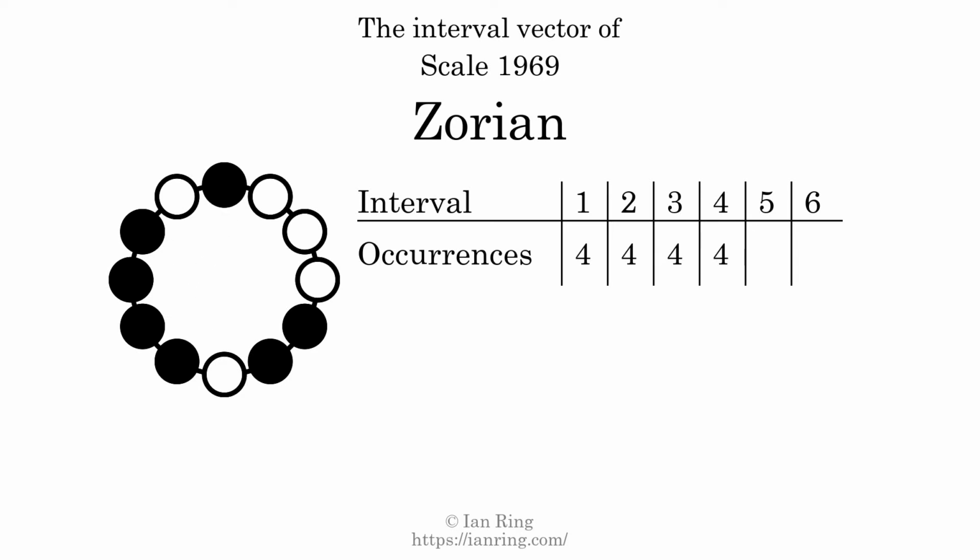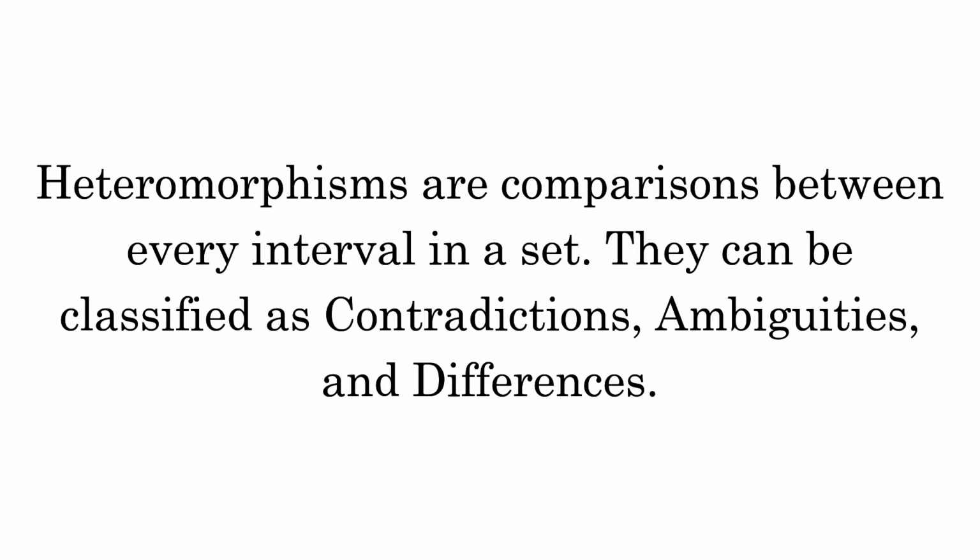There are 4 intervals with the size of 4 semitones. They are here, here, here, and here. There are 4 intervals with the size of 5 semitones. They are here, here, here, and here. There is 1 interval with a size of 6 semitones. It is here. Each interval does not appear in this scale a unique number of times, so this is not a deep scale.